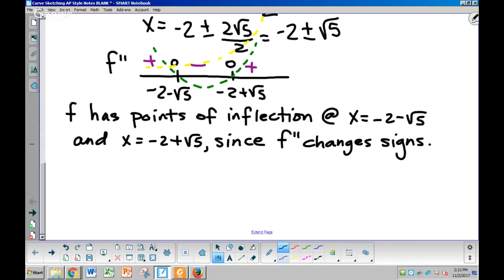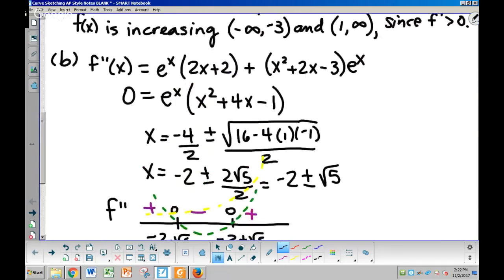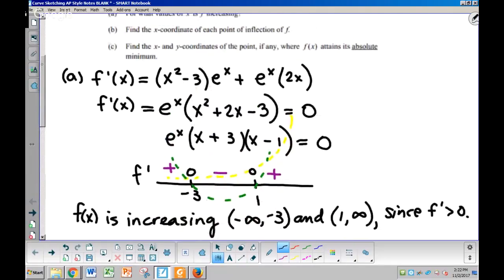Would this be a non-calculator question? Yes, it would be non-calculator in that year. Now, number 1 and number 2 on the free response are calculator questions. But not in that year. This was a non-calculator question back then. Back in the day.